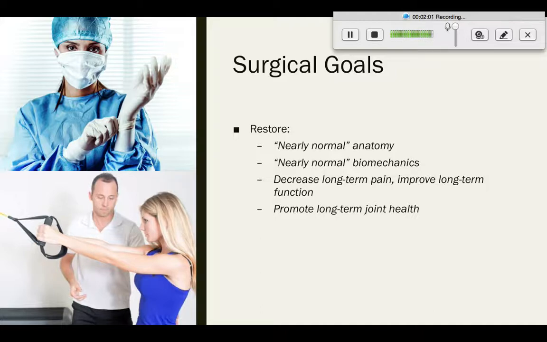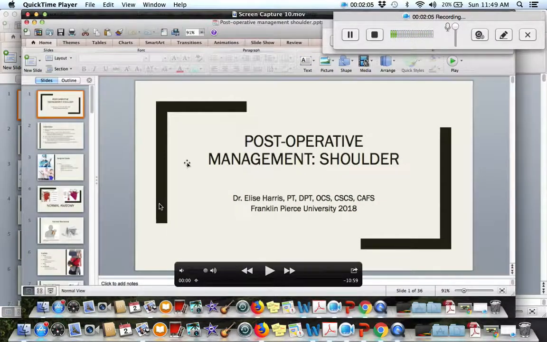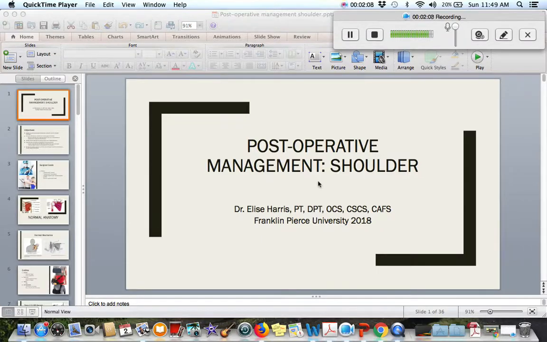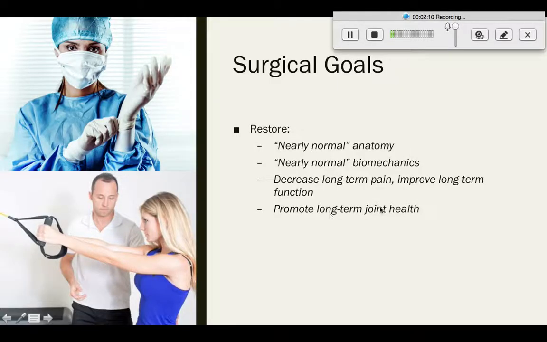But that's where the surgeons really rely on the rehabilitation team because we're the ones that are spending hours per week with our patients. So we're the touch points. We're the ones that are educating our patients. So it's really up to us to know how to safely progress our patients back to their desired level of function and to really set them up with a solid injury prevention program and regular physical activity program to promote long-term joint health.